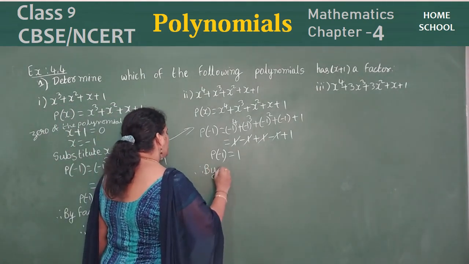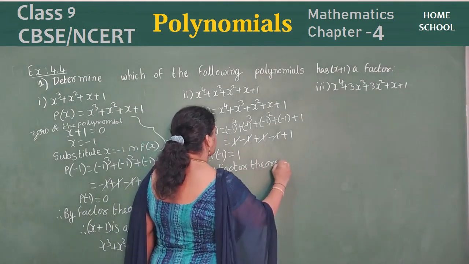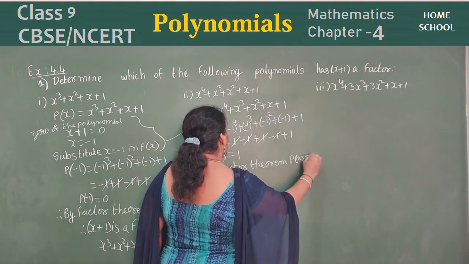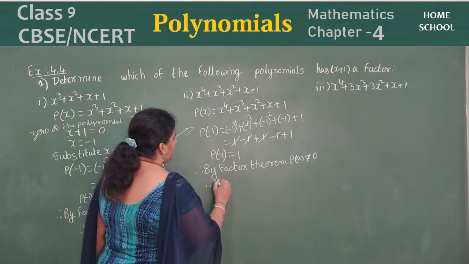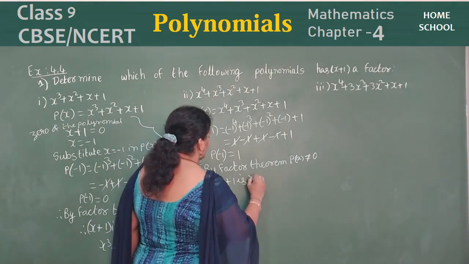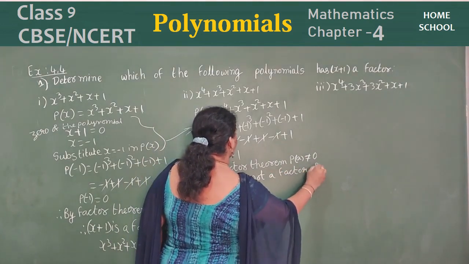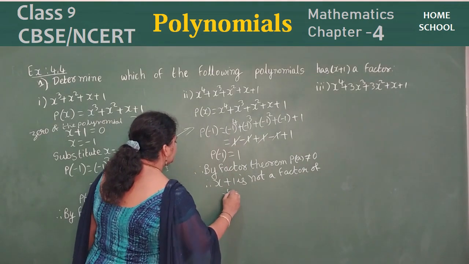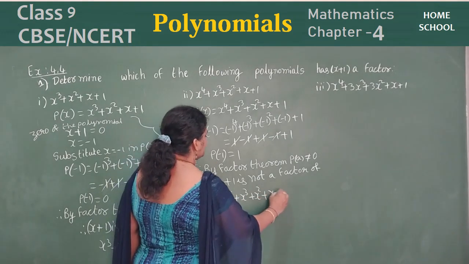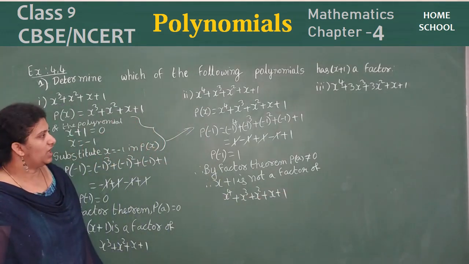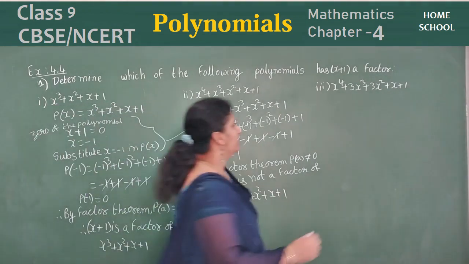Therefore, by factor theorem, P of A is not equal to 0. Therefore, what you can say? Therefore, x plus 1 is not a factor of the polynomial, that is x power 4 plus x cube plus x square plus x plus 1. Okay, easy now? Just substituting the value. Okay, see the next one.